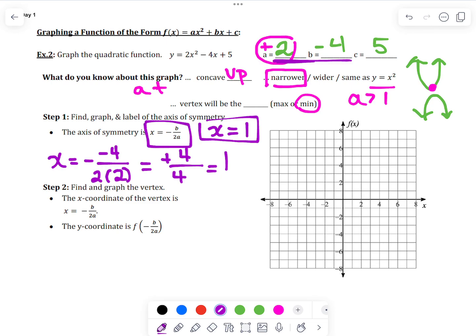So then let's go ahead and graph that. We go over on the x-axis to 1, and we create a dotted or dashed line. So that's our line of symmetry.